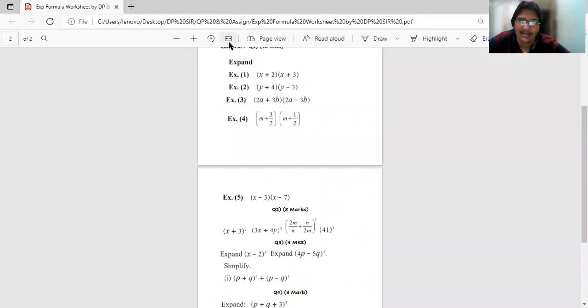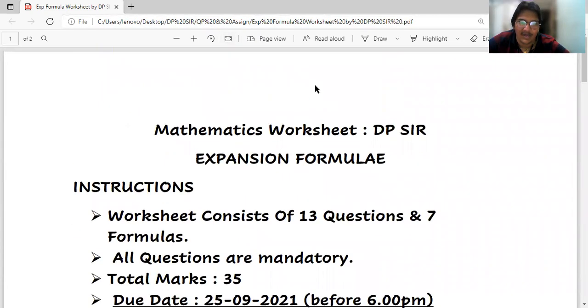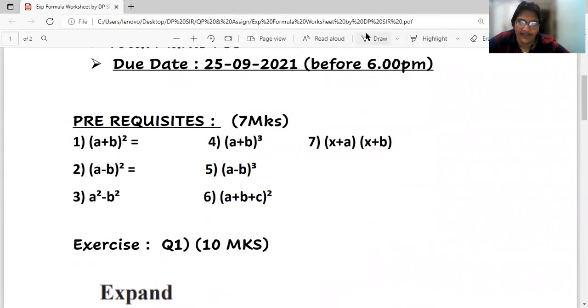It's not a big exercise, and it's based on this particular formula. All this I already taught you: a plus b the whole square, a square plus 2ab plus b square, and so on. So this is a prerequisite, and it would be beneficial.